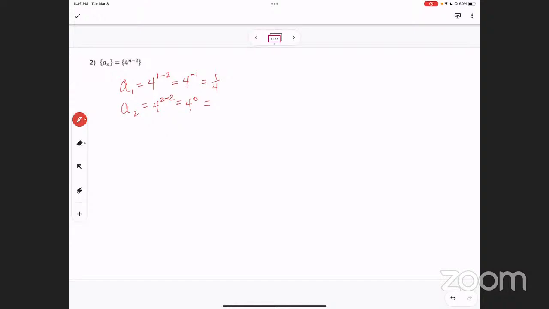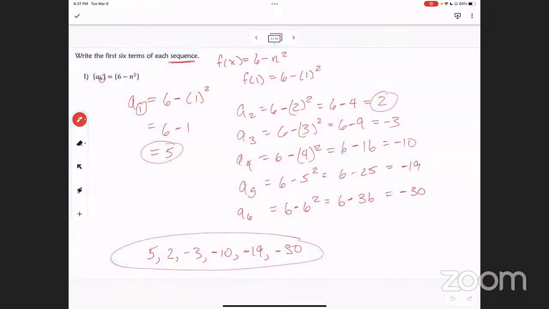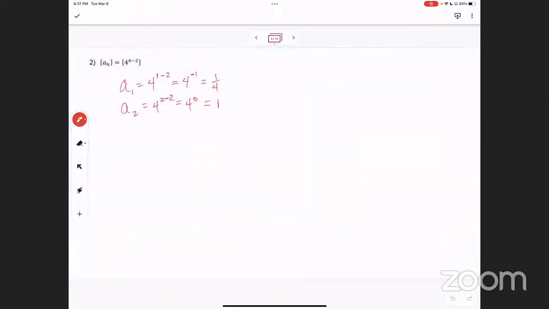Yeah, it's 1, because it's like saying there's none of those there. There's no 4s here. You have to write 1, because if you wrote 0, then everything would become 0. You'd cancel everything out. So what would the next term be? It would be a sub 3 equals 4 to the 3rd minus 2 equals 4 to the 1st equals 4.